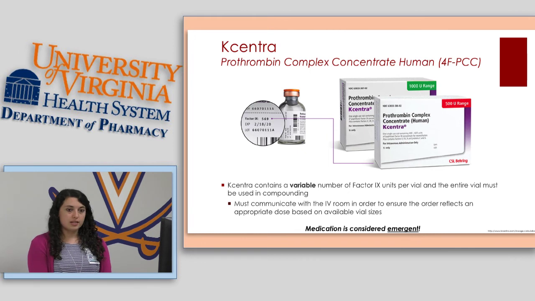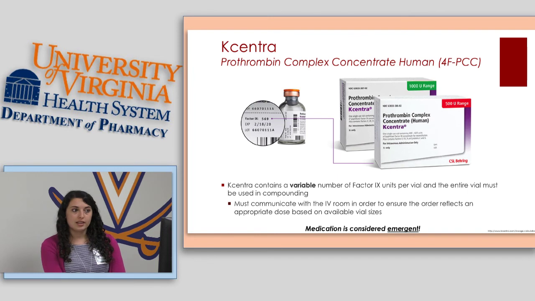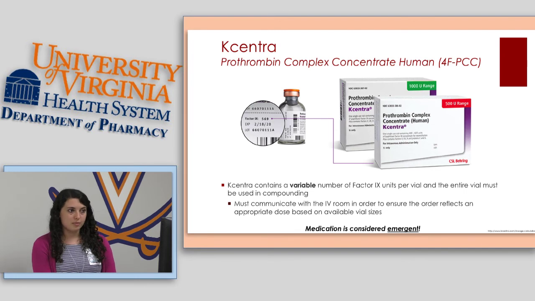So when the order is entered, we want to make sure that however many units we're giving is a multiple of the actual units on the boxes that we have available in the IV room. So we usually would call down there to see what's available in the Pyxis and then make sure our order matches. And this is definitely something that you can be a big help with to get that number for us so then we can get that order placed more quickly.